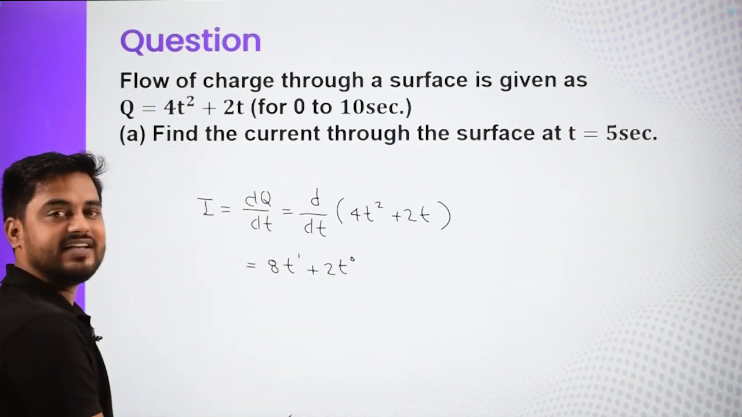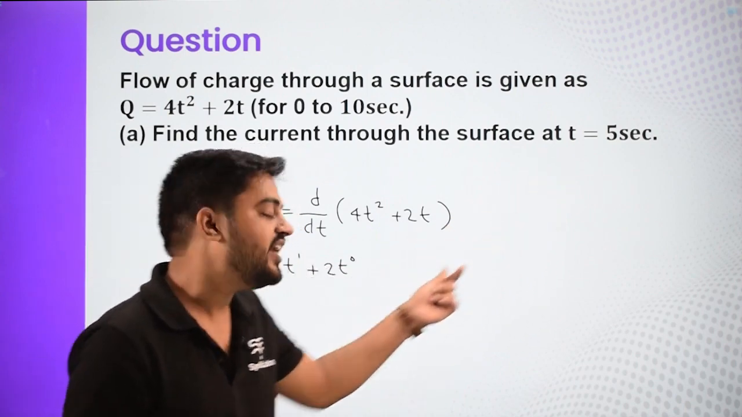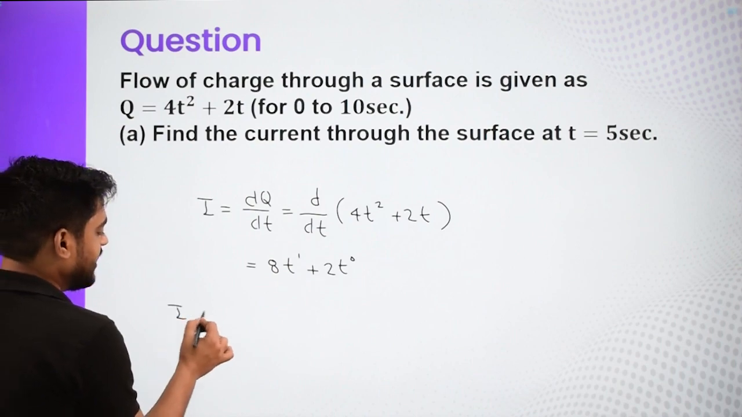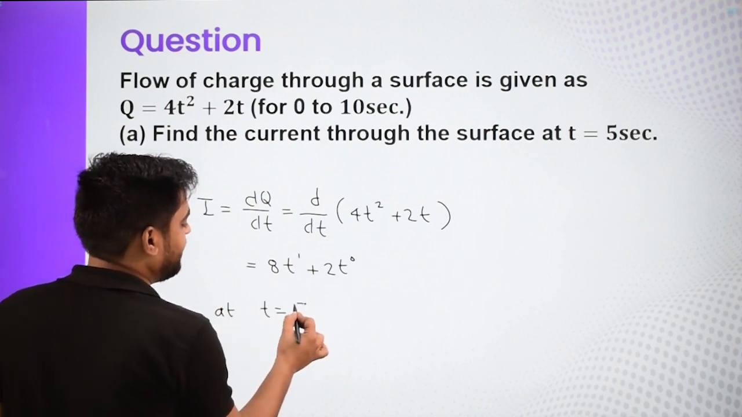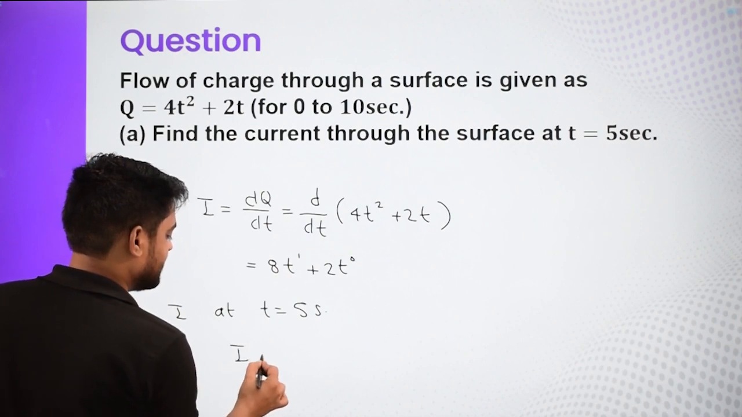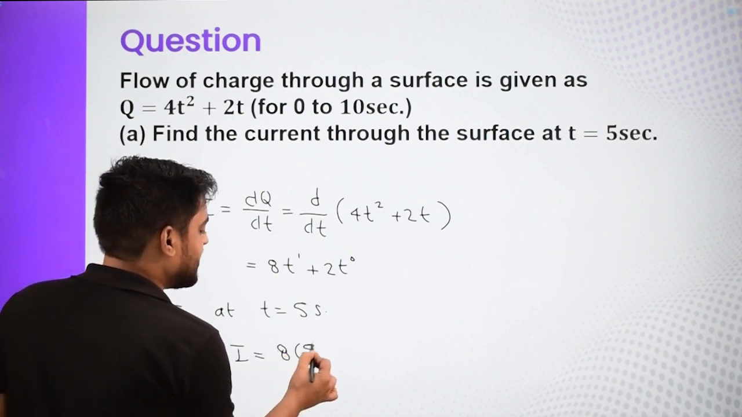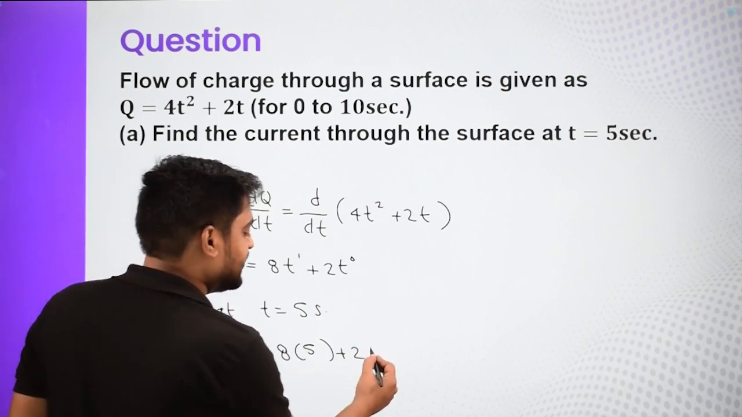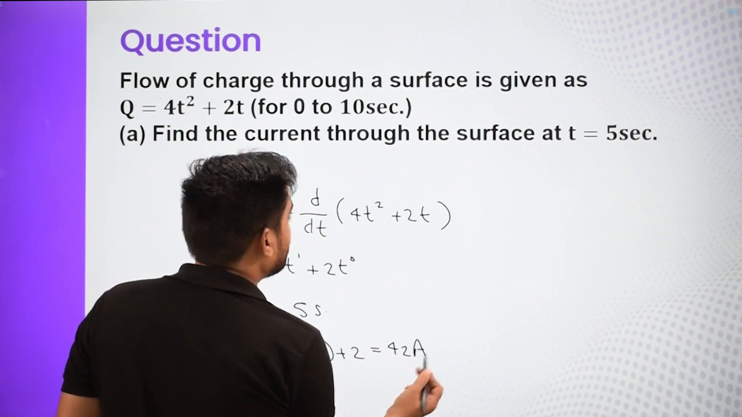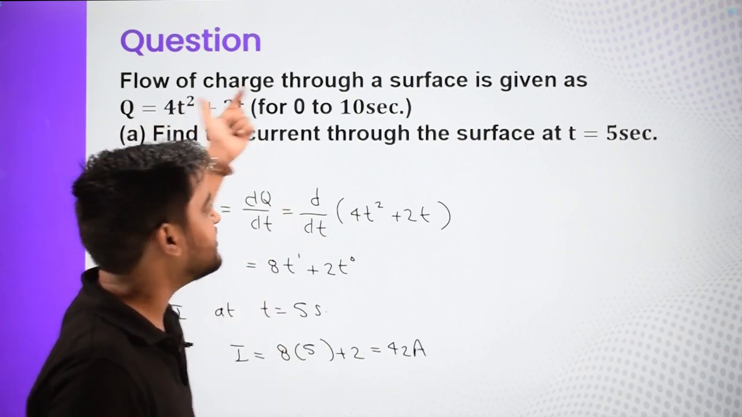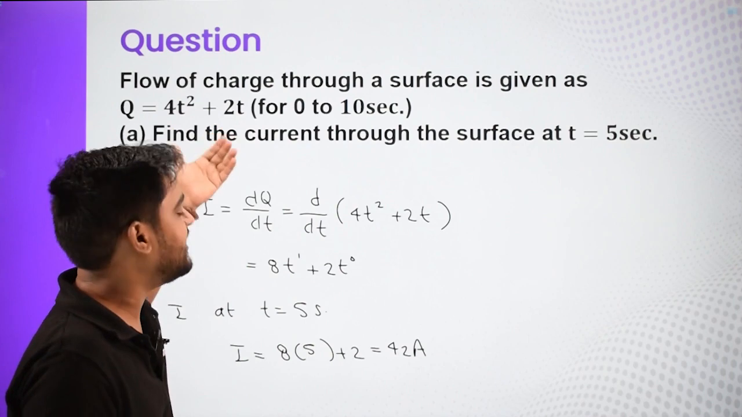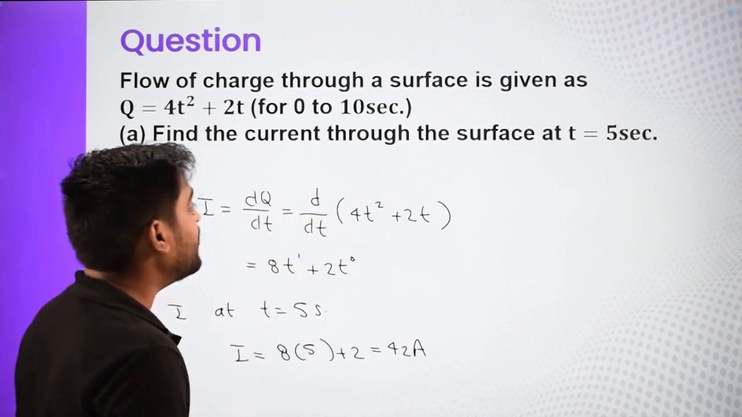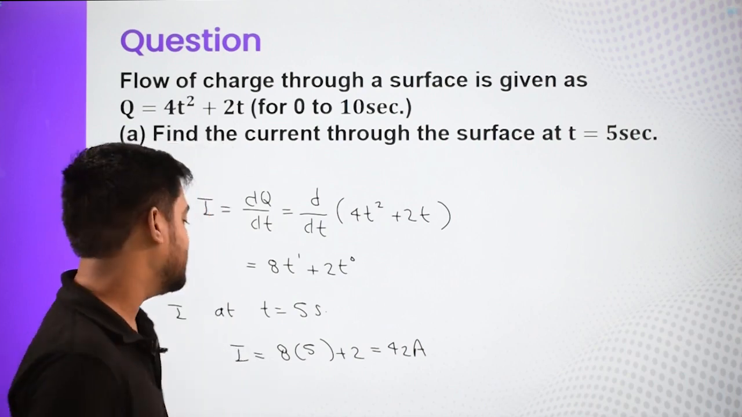And let us insert the value of time. So you put different times over here, you get the current at that time. So current at t is equal to 5 second is nothing but 8 into 5 plus 2 into t raised to 0. So that is 1 only. So just 2. So that is 42 ampere. Because the unit of charge is not mentioned, we'll assume that it is given in coulomb. So it is coulomb per second. So current flowing at t is equal to 5 is 42 ampere.